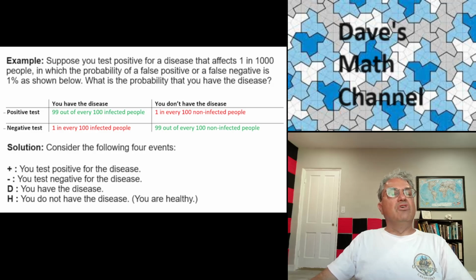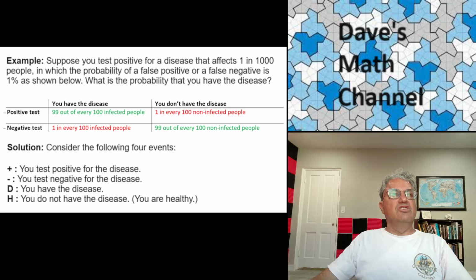Here's an example. Suppose you test positive for a disease that affects 1 in 1,000 people, and the probability of a false positive or a false negative is 1%. So there's a 1% chance that the results of your test are wrong, whether or not you have the disease. That doesn't seem like very much, but as you'll see, it can greatly affect the results.